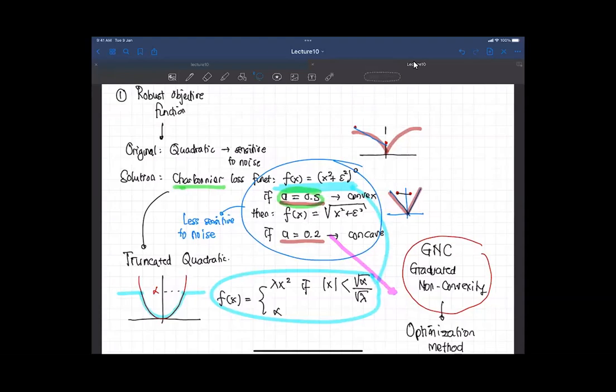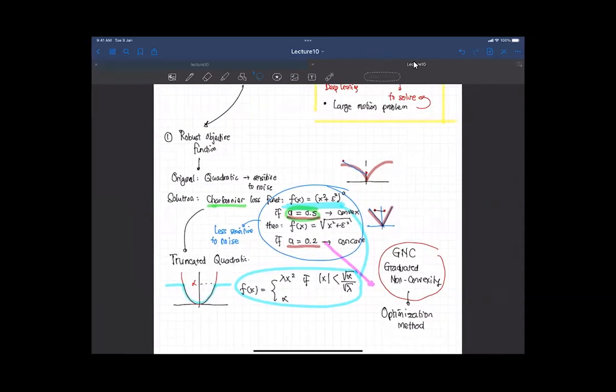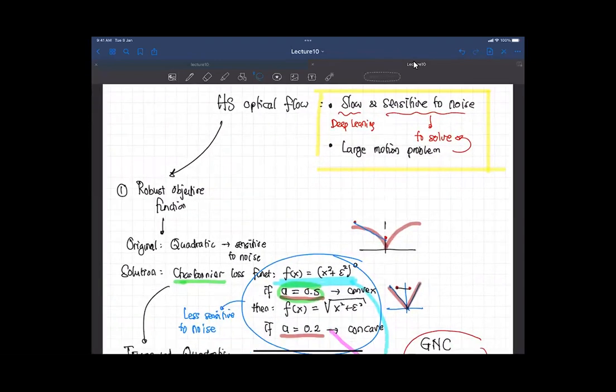Any questions so far? Anyone? Okay, so that is the robust objective function problem. The next problem, we discussed this already.